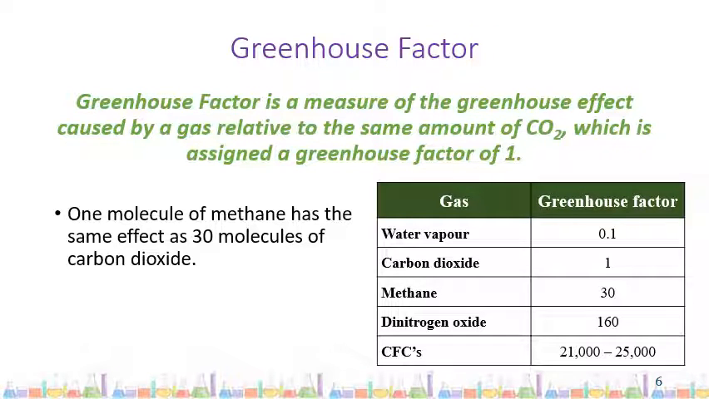Water vapor, with a value of 0.1, is 10 times weaker than carbon dioxide as a greenhouse gas. And that's comparing 1 molecule to 1 molecule. We're not taking into account the quantity there are here. This is just taking into account 1 molecule of carbon dioxide compared to 1 molecule of the other gases.